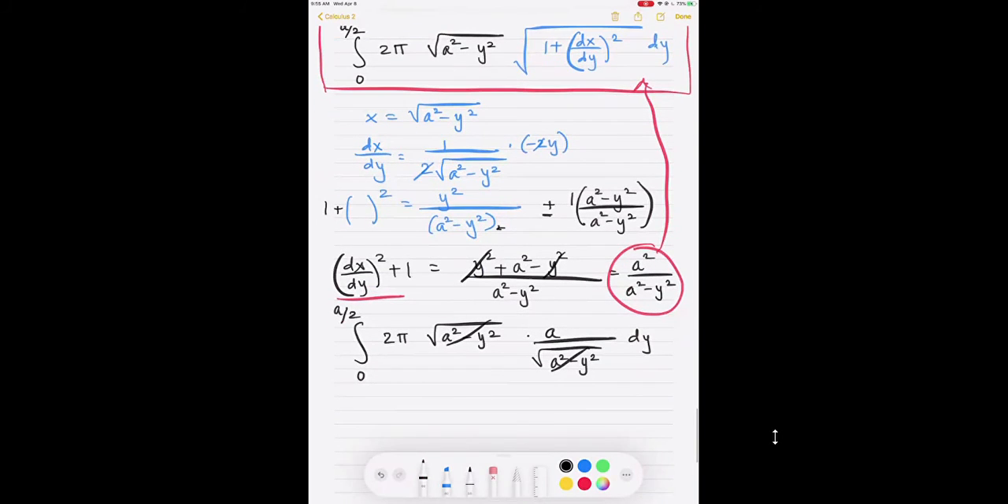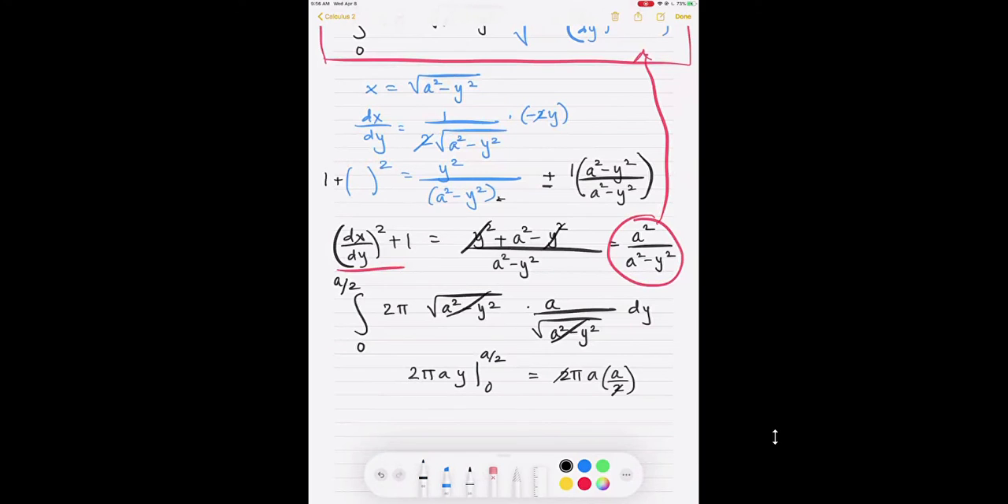And wasn't this the easiest one on the planet? So this is 2 pi a y, because a is a constant. So this is going to be 2 pi a y from 0 to a over 2. So this is 2 pi a times a over 2. So this is going to be pi a squared.